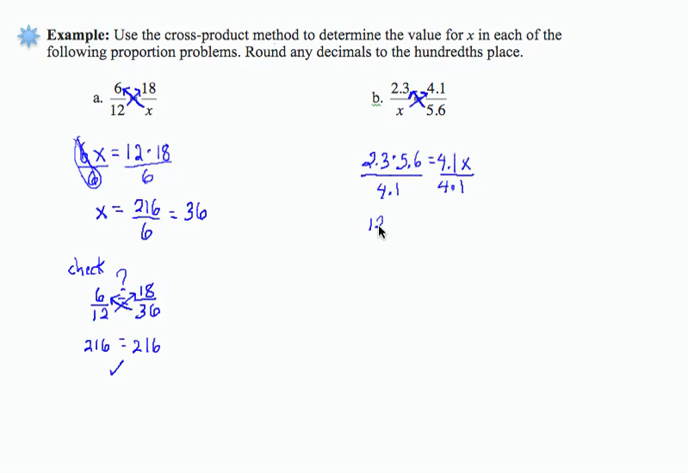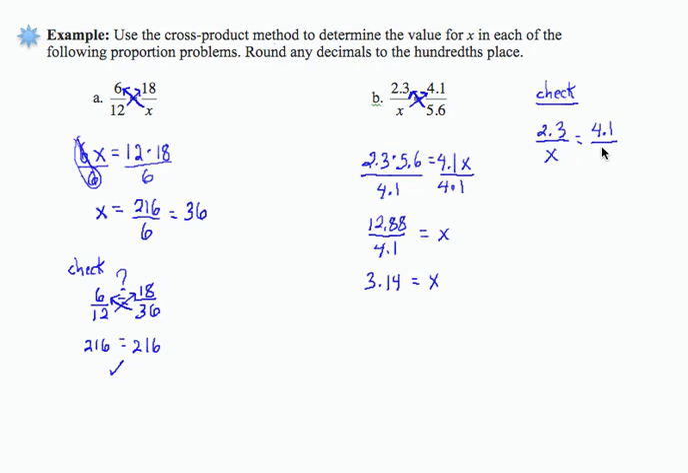So I get 12.88 divided by 4.1 equals x, and if I perform that division and round to the nearest hundredths place, I get 3.14 equals x. Now let's perform a check, and when you are using a decimal value for a check, you may not obtain the same exact result, but as long as you're close enough, then you know that you're correct on your solution.